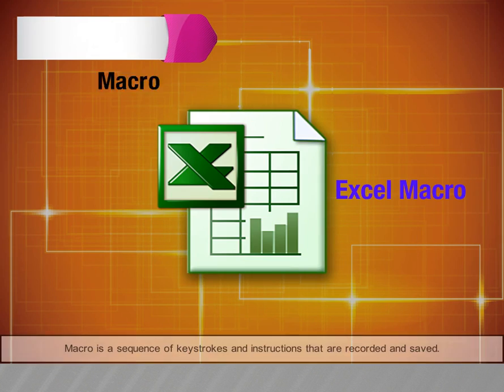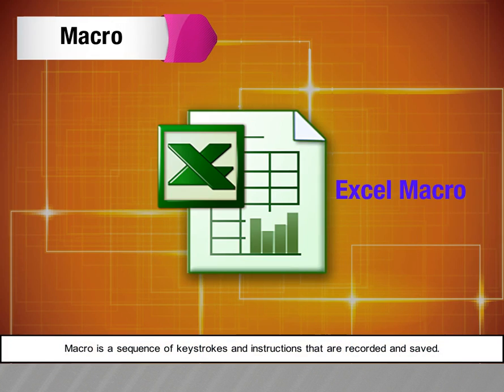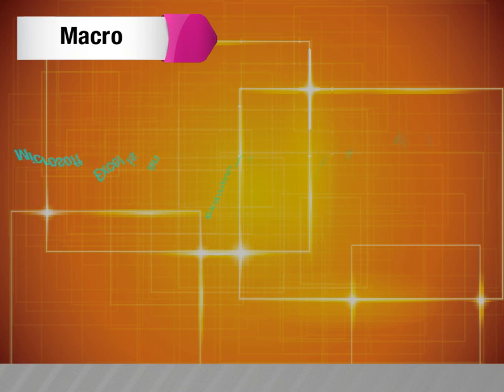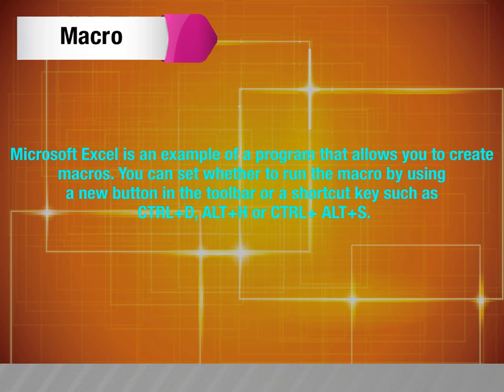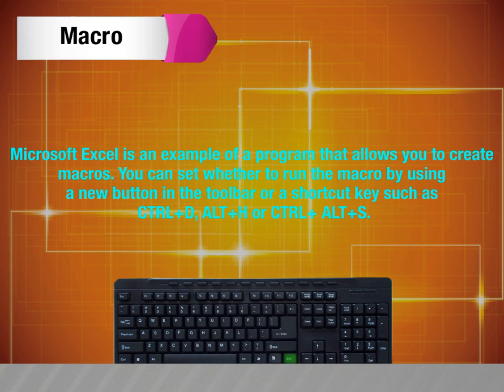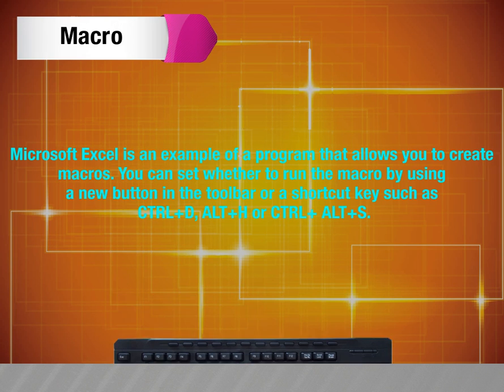Macro. Macro is the sequence of keystrokes and instructions that are recorded and saved. Microsoft Excel is an example of a program that allows you to create macros. You can set whether to run the macro by using a new button in the toolbar or a shortcut key such as Ctrl+D, Alt+H or Ctrl+Alt+S.